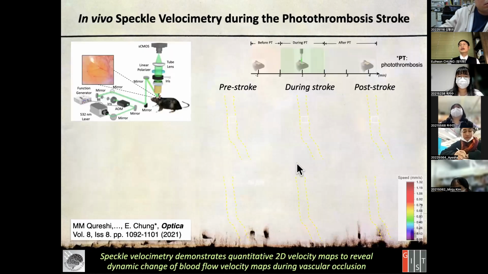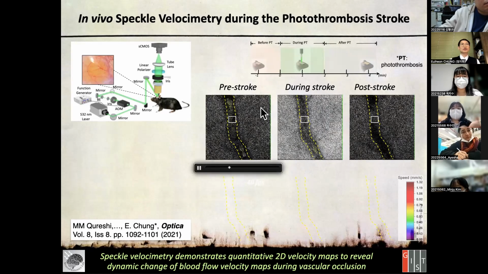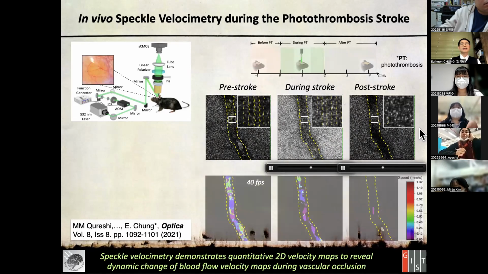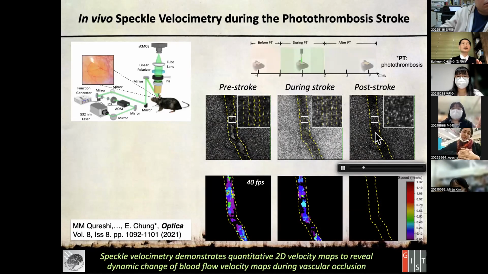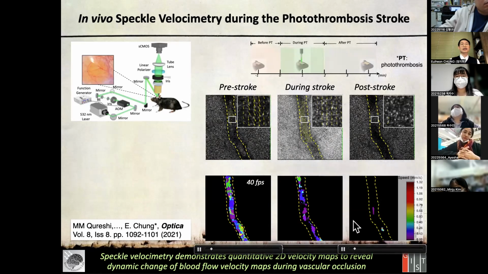So with this, how do we test and show the importance of this technique? We also used a stroke model. Pre, during, and post-stroke, we did the experiment. This movie shows the speckle images and the analysis here. In that small little square, I show the analysis of velocity vectors. And you can also calculate the actual speed, which is shown on the downside.